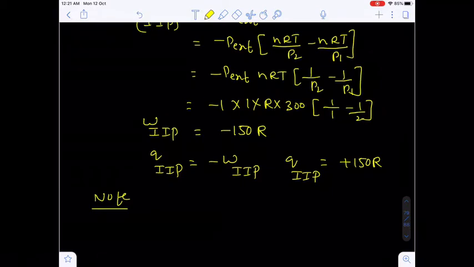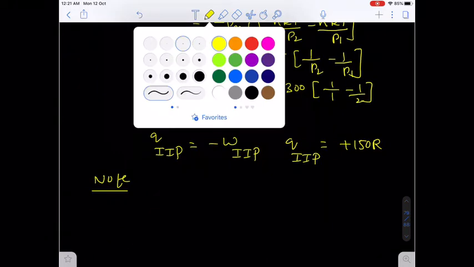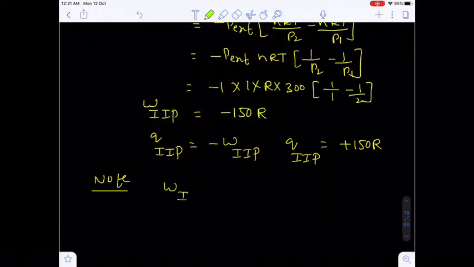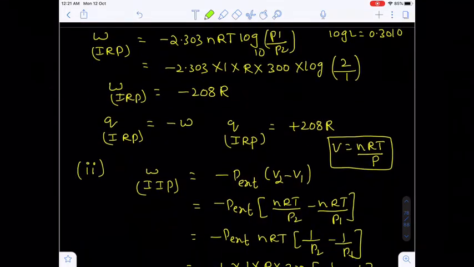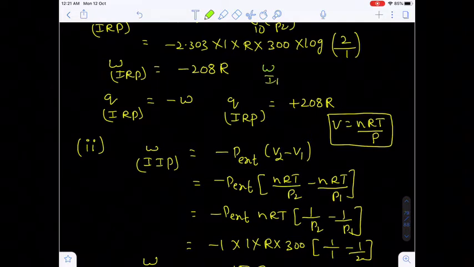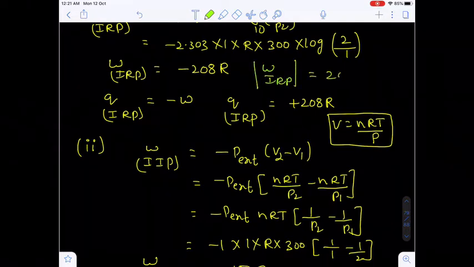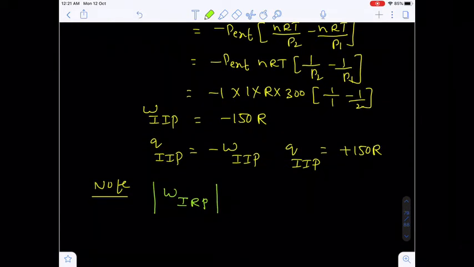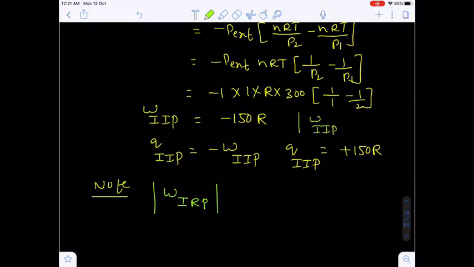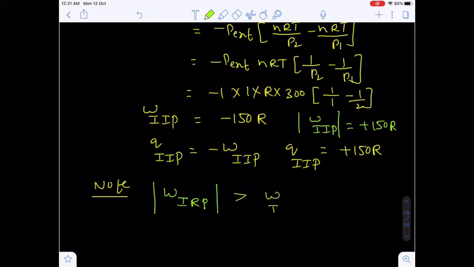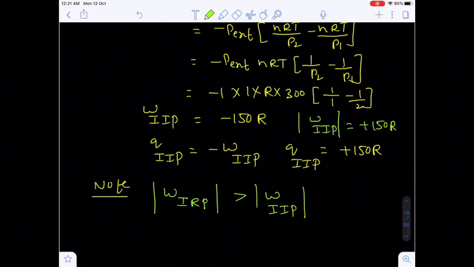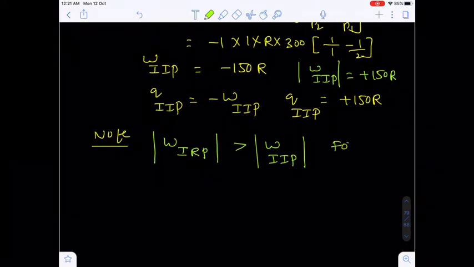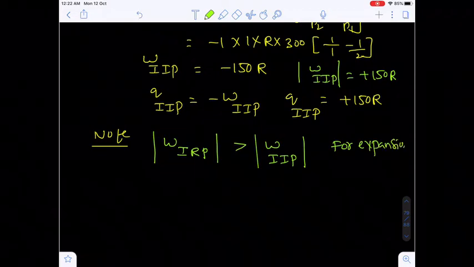If you compare the magnitude of work done in the isothermal reversible process and the irreversible process: the work done in the isothermal reversible process has magnitude 208 R, and in the isothermal irreversible process the magnitude is 150 R. Now tell me, the work done in the isothermal reversible process is greater than in the isothermal irreversible process. Okay, this is only valid for expansion.